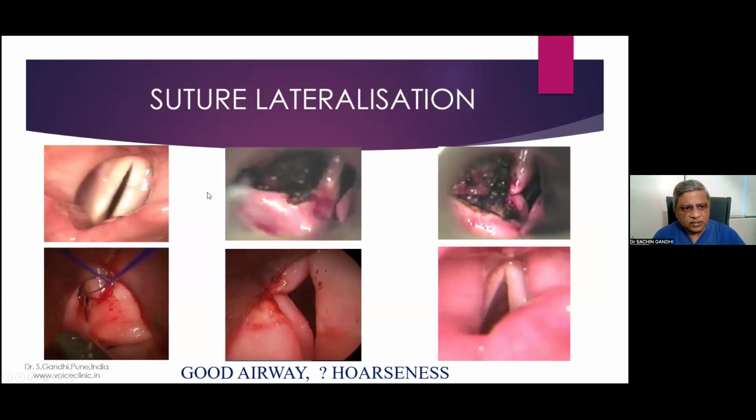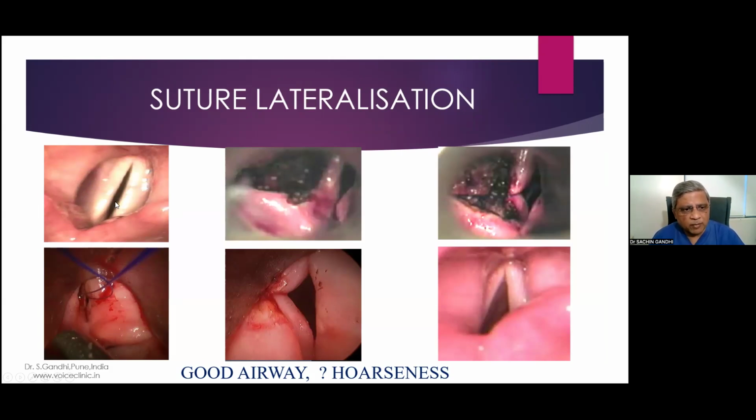Suture lateralization could be temporary if you are looking for spontaneous recovery. You can just do a suture lateralization, and as the vocal cord mobility comes back, as the abduction comes back, you can just take out the suture and allow the patient to breathe normally.